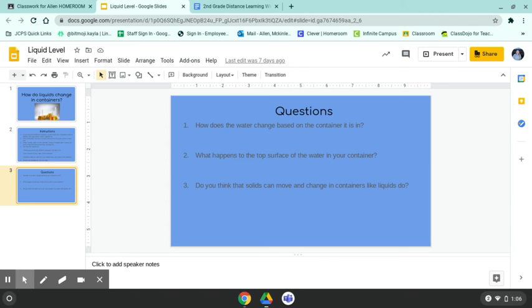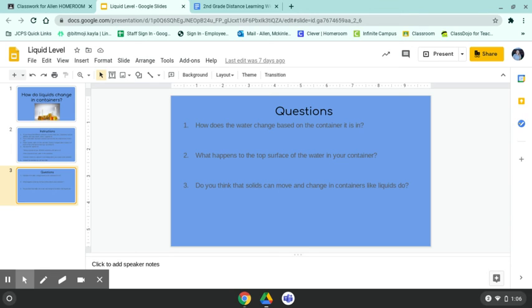Number 2, what happens to the top surface of the water in your container? Looking at your container, the very top of it, is it flat? Does it just go straight across? Does it go diagonal? Does it go up and down? How is the surface or the top of the water in your container? You'll probably notice that it's flat, which is how it should be. Most liquids stay flat at the top on the surface.